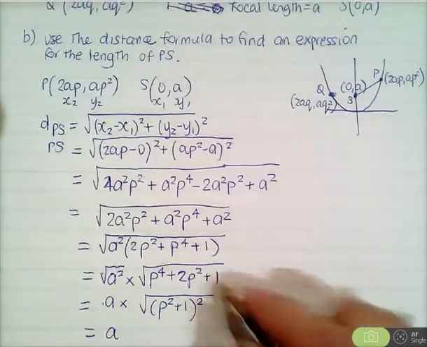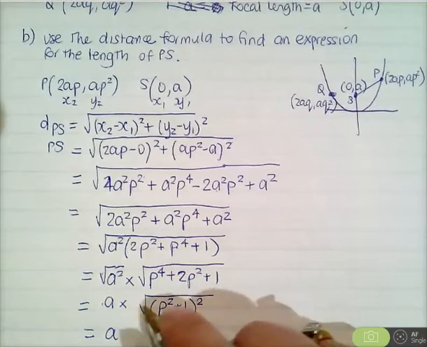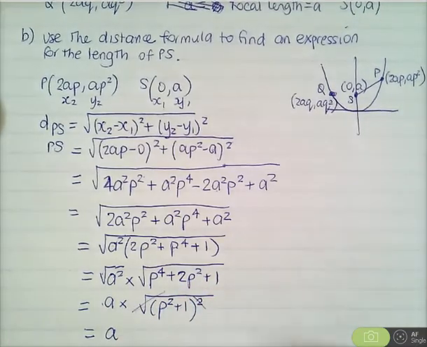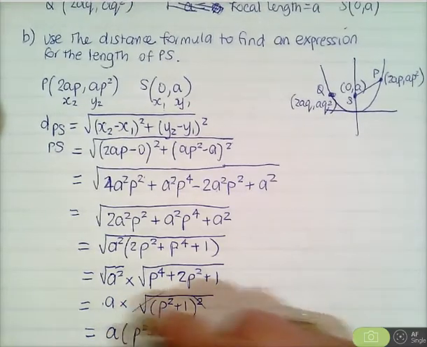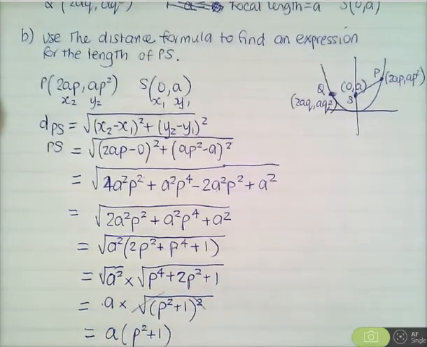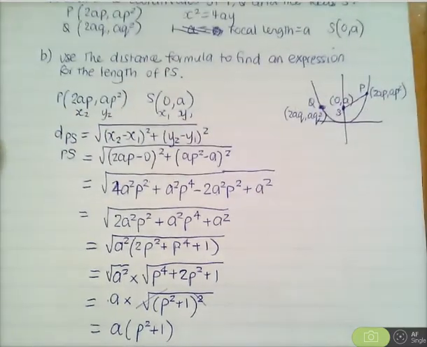Now, the reason you look for that is that you've got the square root sign here and you're trying to get rid of it. If this is a perfect square, then the square root and the squared will cancel. We've got a bracket p squared plus 1, because you end up with a times p squared plus 1. So therefore, that's an expression for the length of PS. Okay, we're going to go to question C.